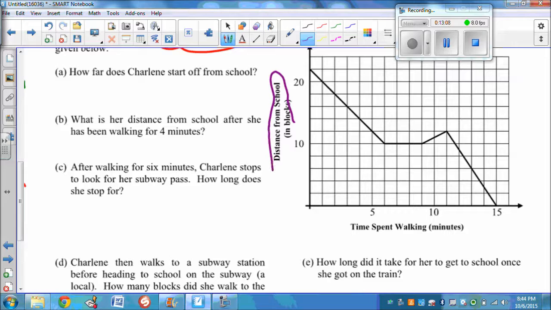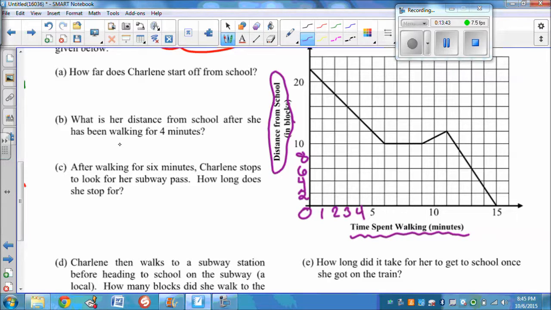Over here on the y-axis, we have our distance in blocks. Down here on the x-axis, we have our time spent walking in minutes. Right here, we know that that's 0, and then we have a 5, a 10, and a 15. So I can make the assumption that each one of those is worth 1 minute. And then 0 here, and then I go by tens. And I can make another assumption that these are counting by twos. So it's important to know the scale before you start to answer some questions.